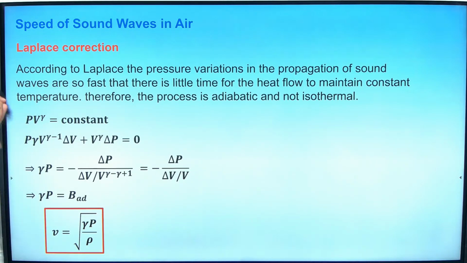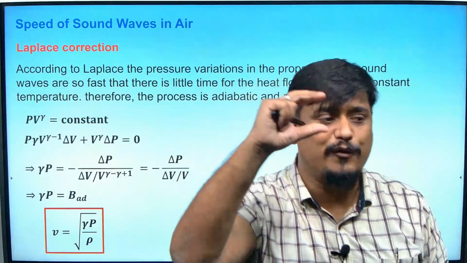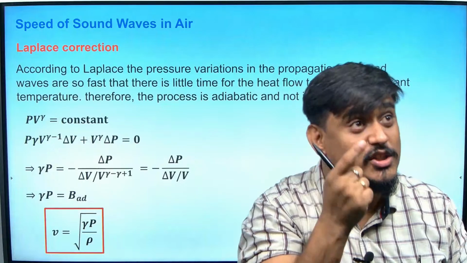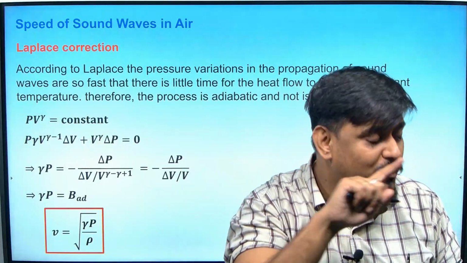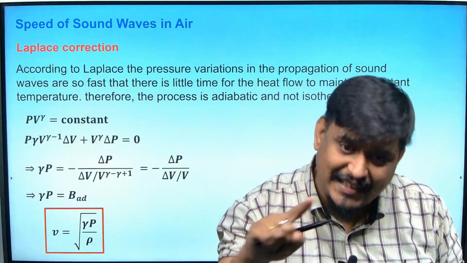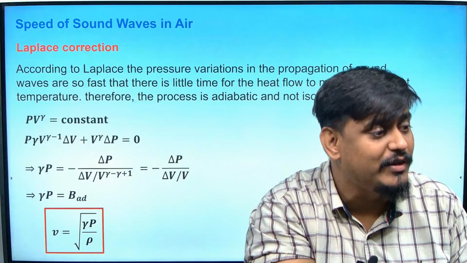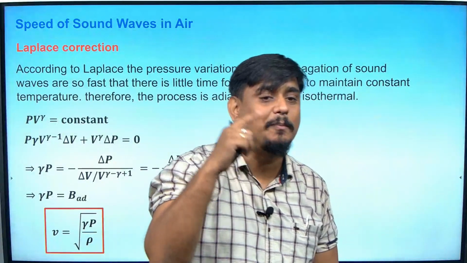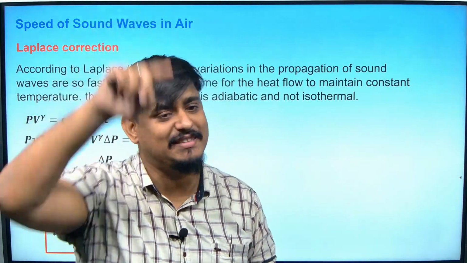What is the general formula of velocity of sound wave? Root of elastic coefficient by density. What is Newton's formula for velocity of longitudinal wave? V is equal to root of P by density. What is the Laplace correction formula of velocity of longitudinal wave? Root of gamma into P by density, where gamma is the ratio of Cp by Cv.